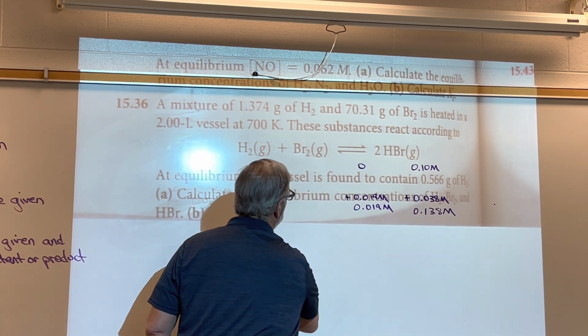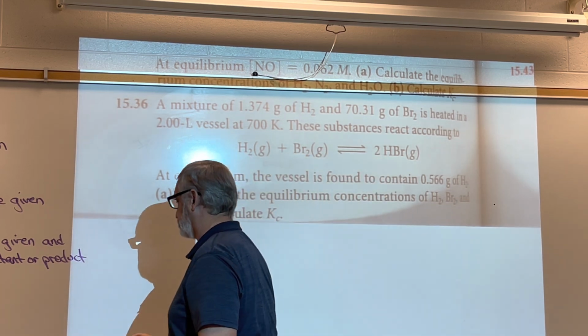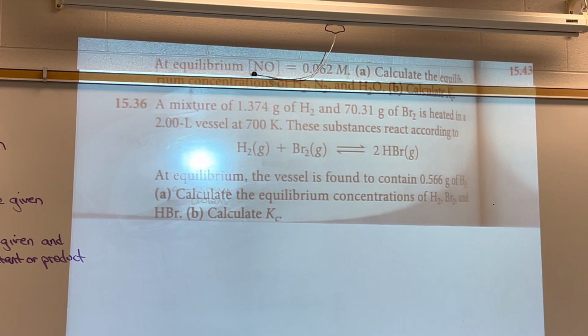Number 36, the one that's on the board. That's a lot of decimals. What's the molar mass of bromine? Bromine, 79.9. Oh, it's a 2-liter vessel. There's not enough to make a big amount.